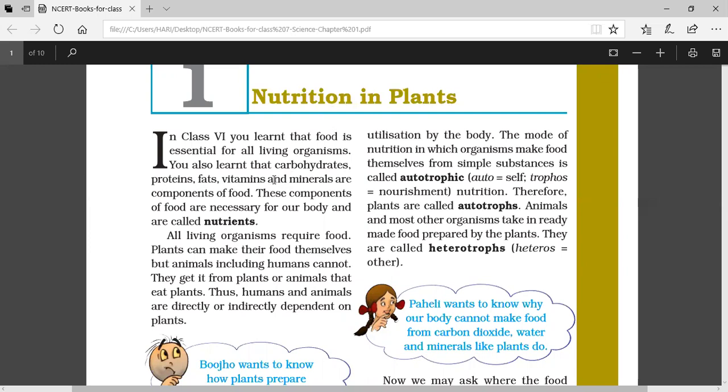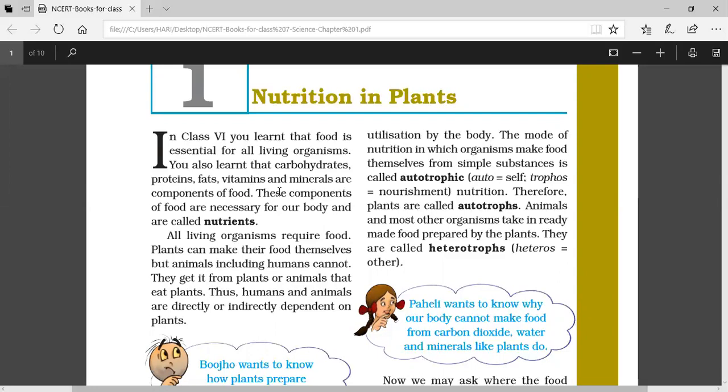Students, in standard 6, you learned about the components of food and its importance for us. What are the functions of food? Food gives us energy. It helps the body to grow and also replaces the old and damaged cells. It protects the body from various diseases and keeps the body fit and healthy. These functions are done by various components.